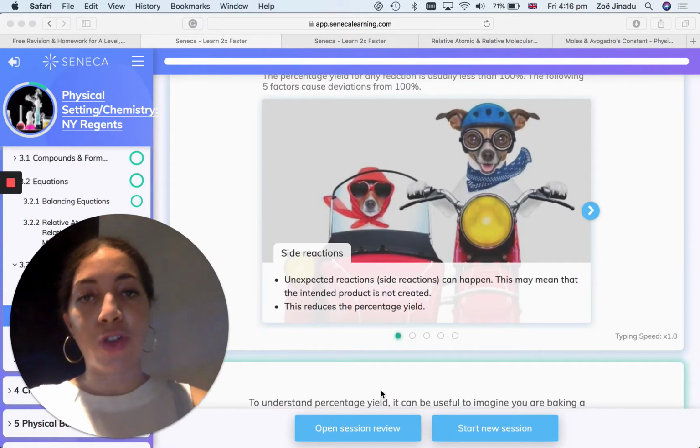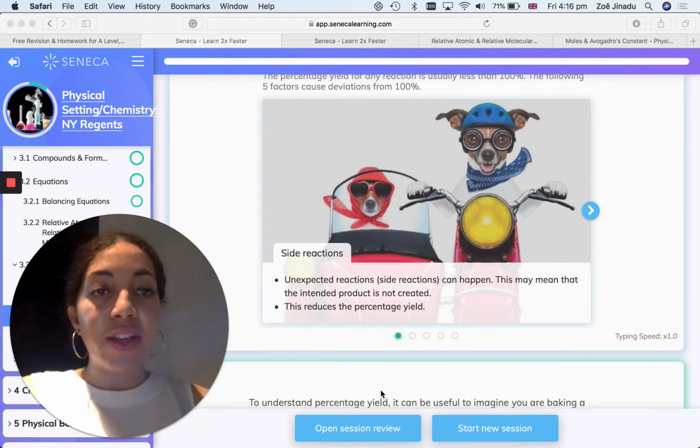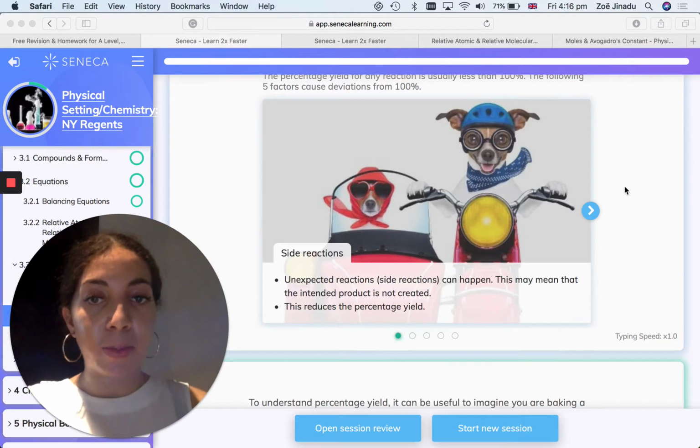Unexpected reactions or side reactions can happen. This may mean that the intended product is not actually created. This reduces the percentage yield.